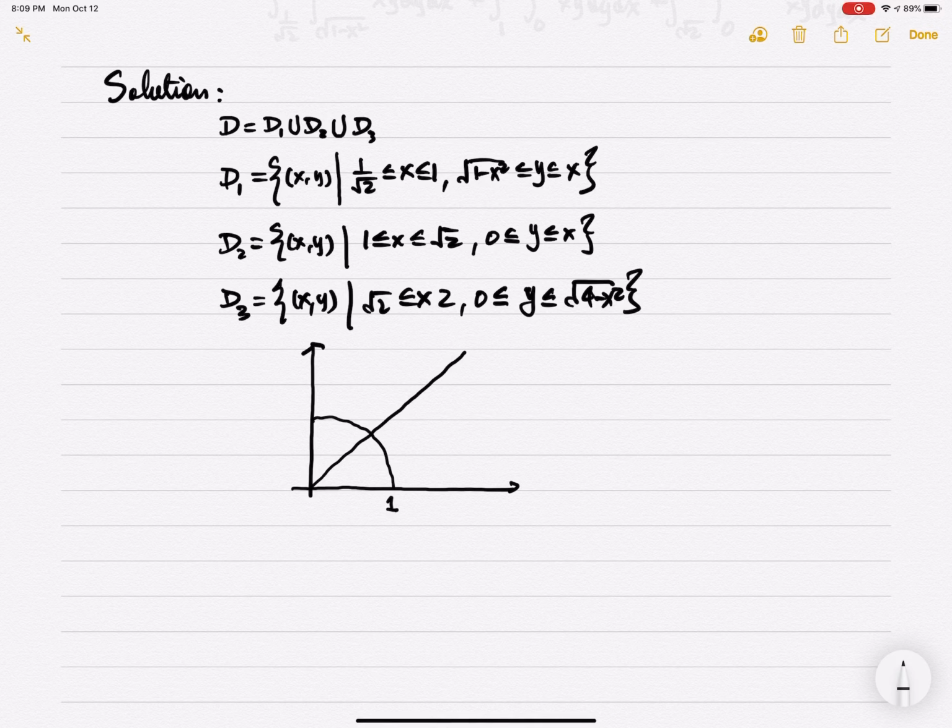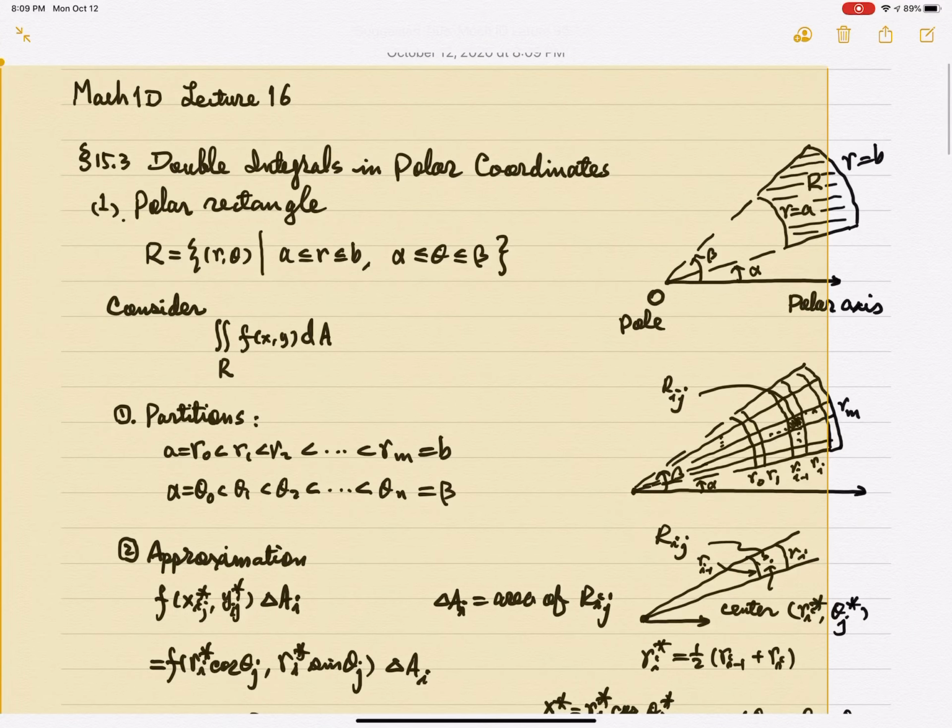Now, when x equal to y, this is exactly 1 over root 2. Why? Because x equal to 1 over root 2 squared is half, and y equal to 1 over root 2 squared equal to half, added together equal to 1. That's exactly where they intersect.